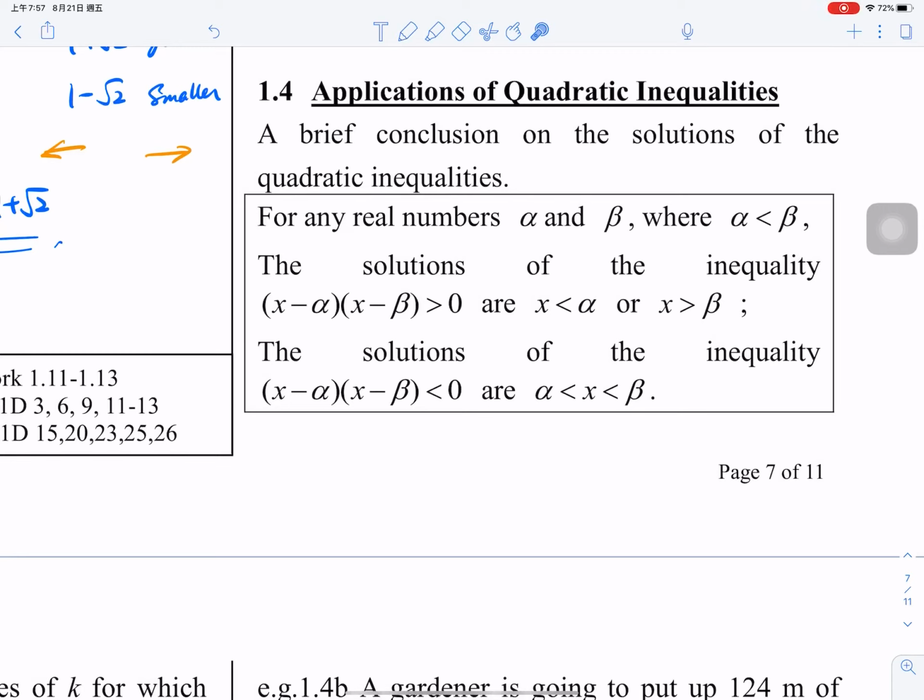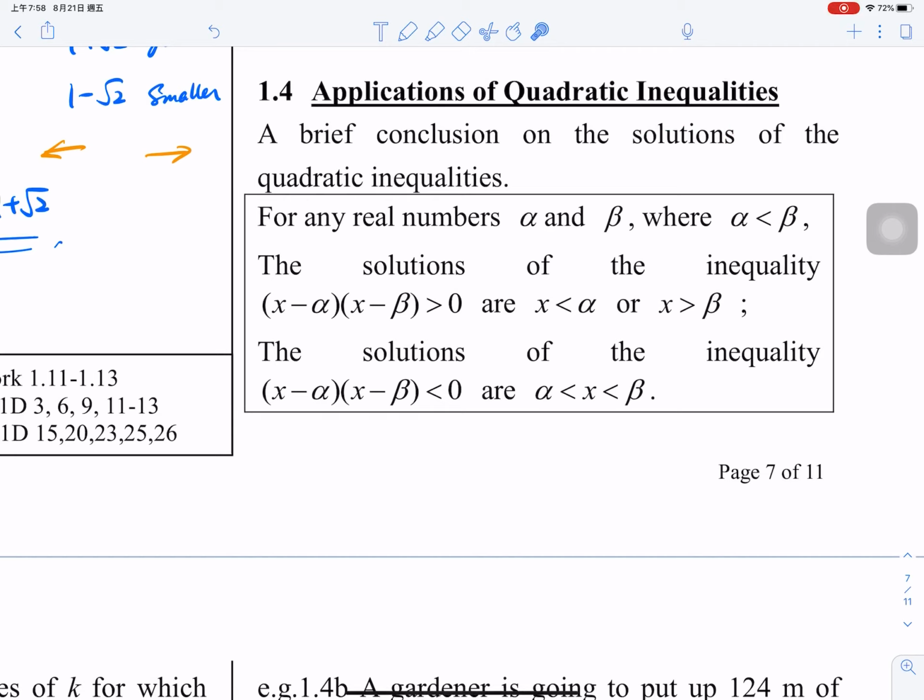Section 1.4 Applications of Quadratic Inequalities. In this section, now we have some practical questions, so applications. And after you solve the quadratic inequalities, that means you get the answer. Remember, write down the conclusion because these all are practical questions. Let's see a brief conclusion on the solutions of the quadratic inequalities.